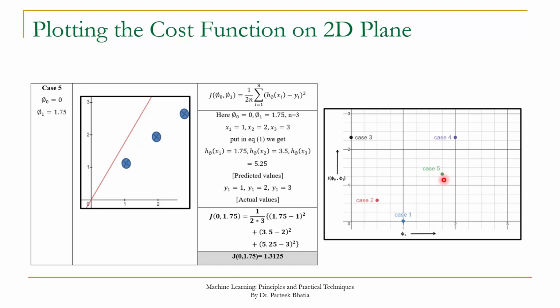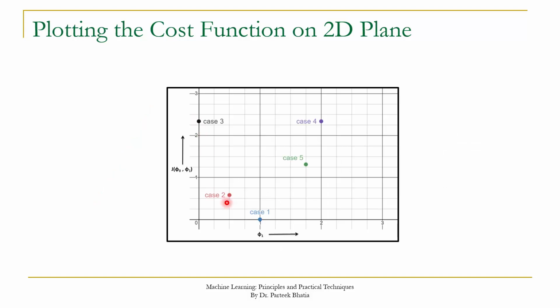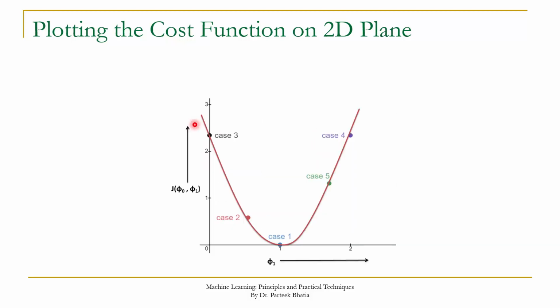So we have solved all the cases, and by plotting all those points over the graph, you can see that our graph is getting some shape. So if I join all those points, my graph will look like this. So this is the 2D graph, or this is the shape of cost function in 2D plane. So this is very interesting to note that it is a shape of bowl and this is its minimum point.